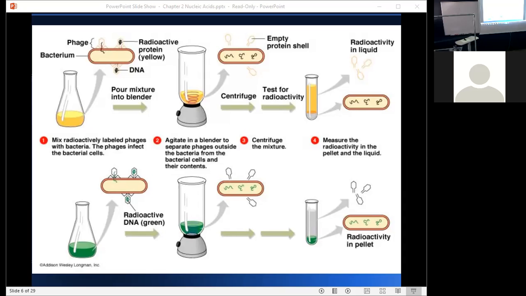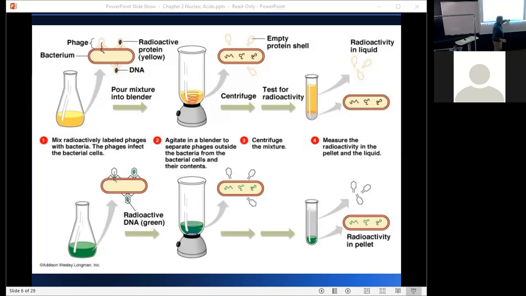Then they did a different experiment. In this experiment, they radioactively labeled the DNA of bacteriophage. Again, they mixed them with bacteria, gave a certain amount of time for the phage to infect bacteria. Then again, they put them in the blender. So the blender is going to detach the phage from the surface of the bacteria. Then again, they centrifuged. So the bacteria are going to be in the pellet, and all the soluble matter is going to be in the supernatant.